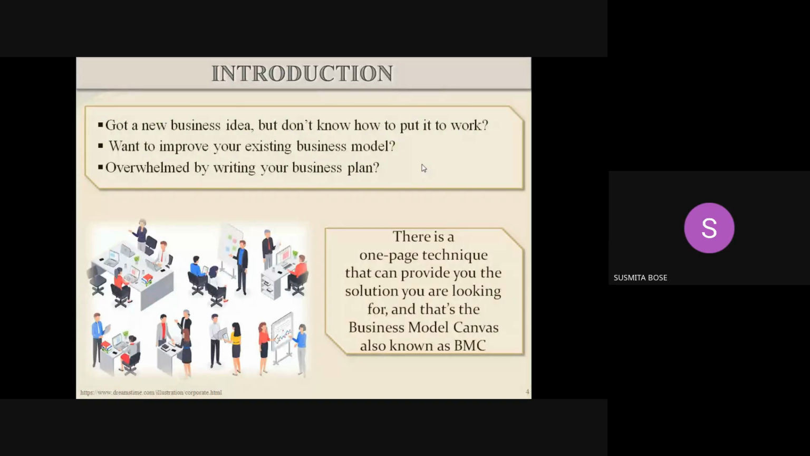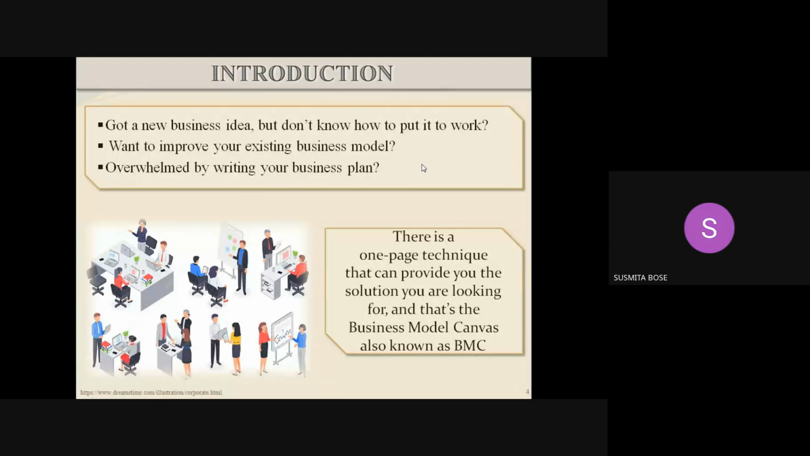Hello, am I audible? Hello? Naran sir, kindly mute your mic. Naran Chandra Mondal, kindly mute your mic. Am I audible? Madam, you are audible. No issue.